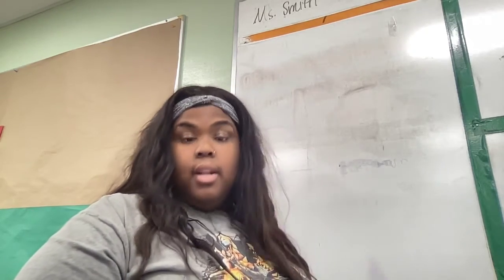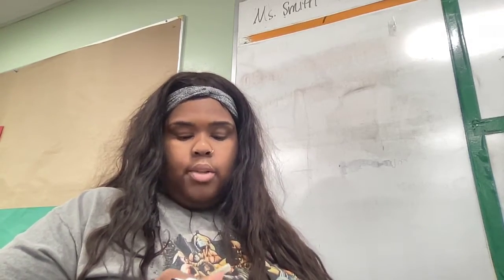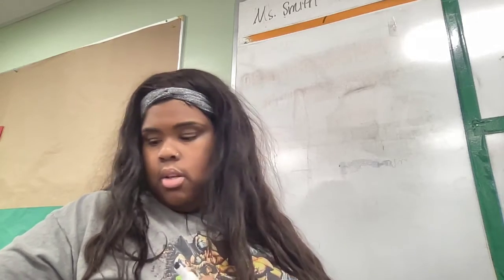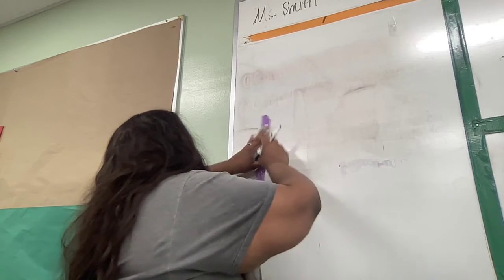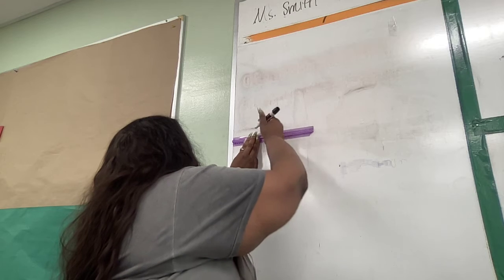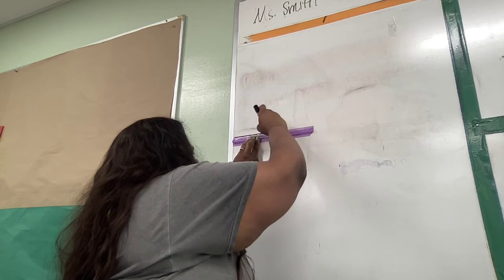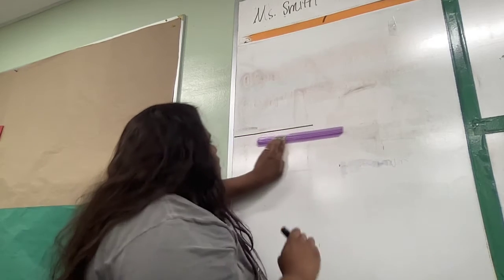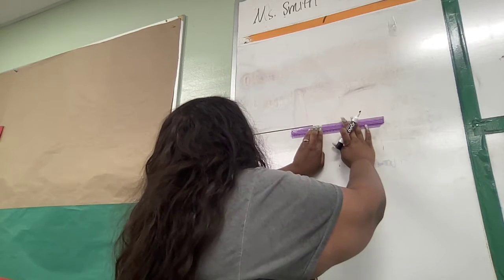Hello guys, so today we're going to be learning about negative and positive numbers in reference to a number line. So we're going to use a number line specifically to do our values, okay? And we're going to make sure we use a ruler so that we can get a nice straight line. Okay, and we're going to do that all the way across.